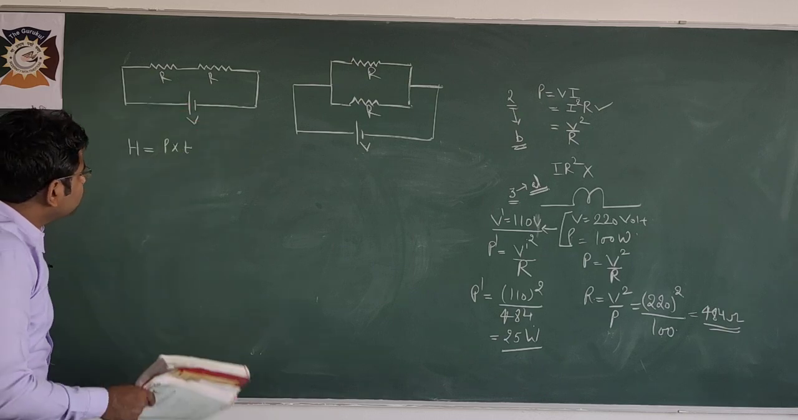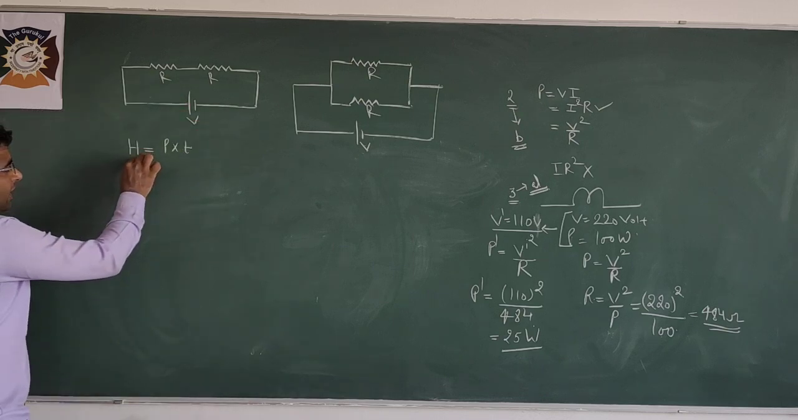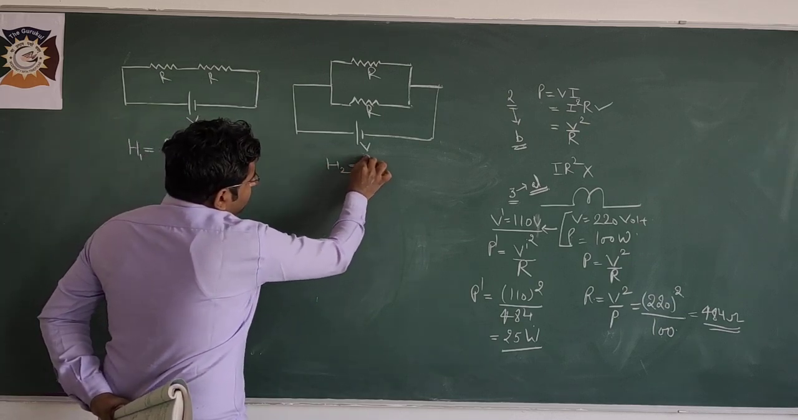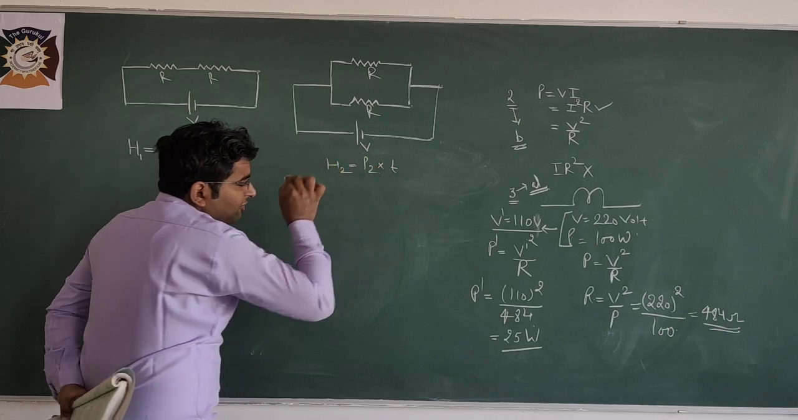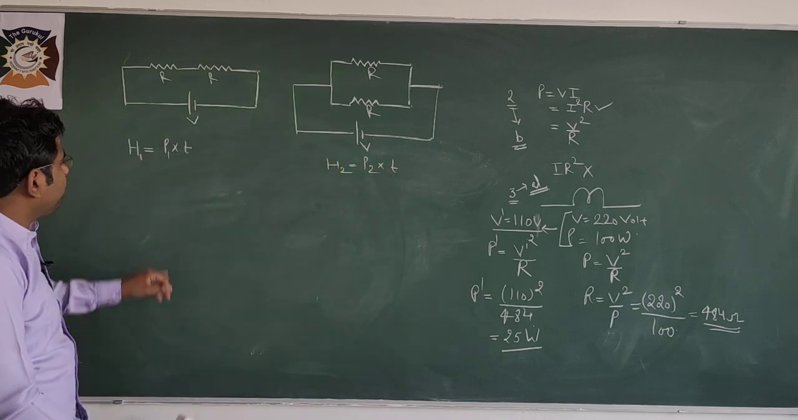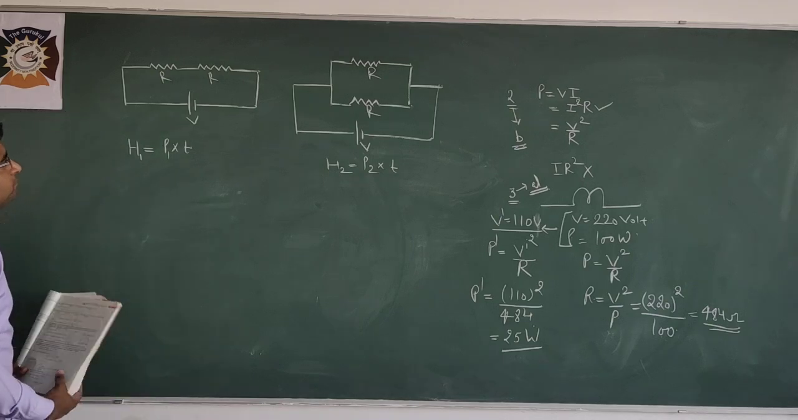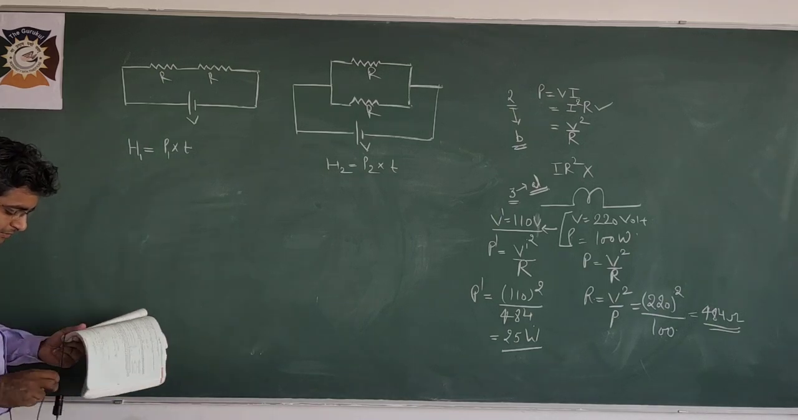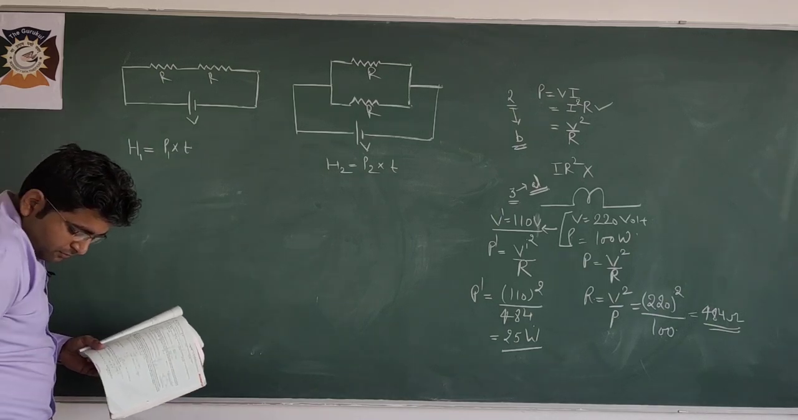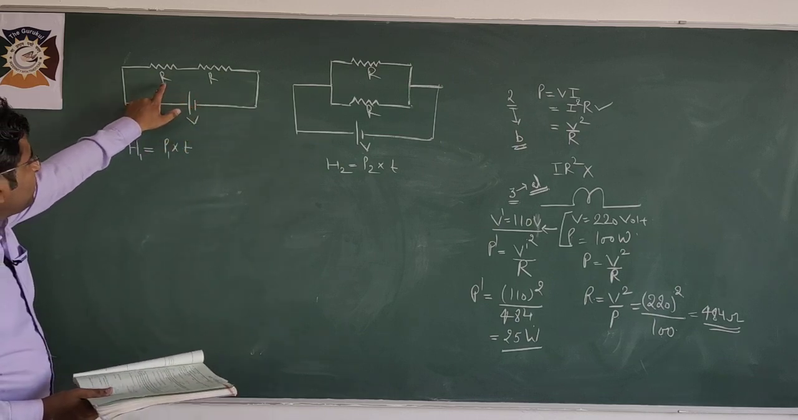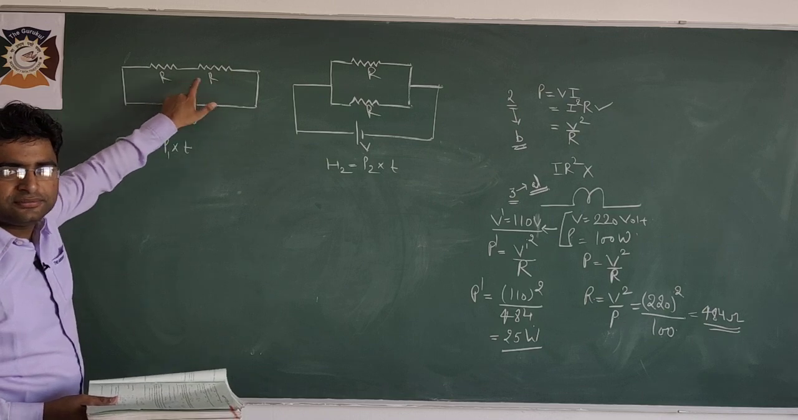Clear? Okay students, now H1 equal to P1 into T, H2 equal to P2 into T, and we have to calculate the ratio of heat produced, H1 over H2. Students, now this is in series combination, then the total resistance will be equal to 2R.